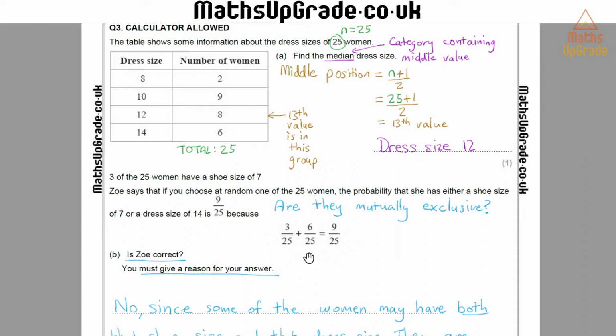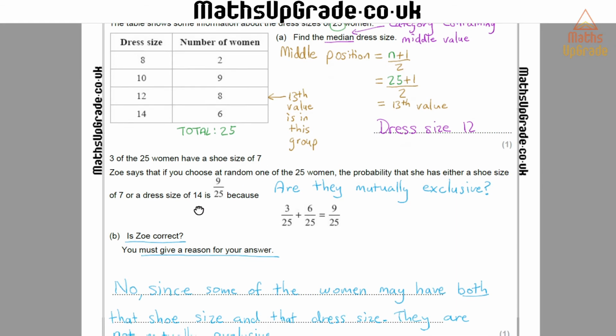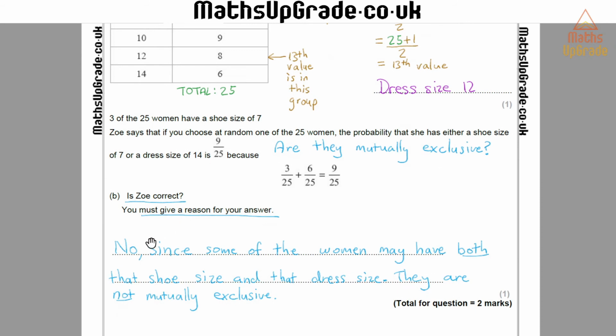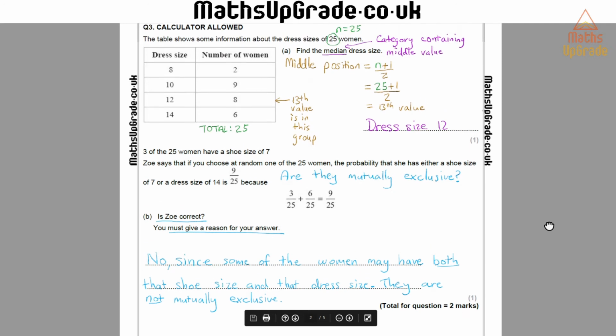It's not correct. These shoe sizes have got nothing to do with the dress sizes. They're not mutually exclusive. Someone can have a shoe size of 7 and a dress size of 14. So this is what I've put here. Since some of the women may have both that shoe size and that dress size, they're not mutually exclusive. So she's incorrect. And that's 2 marks for that whole question.